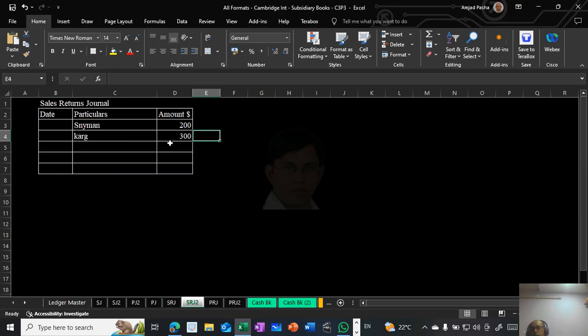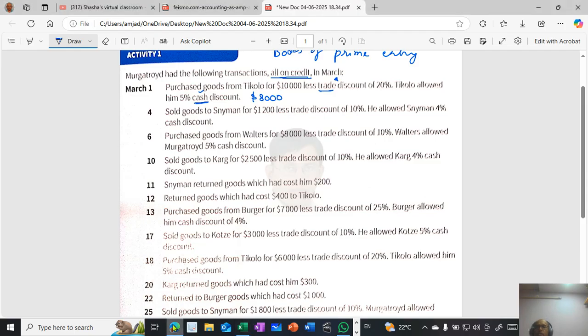So similarly, purchases also we have to record. Purchase returns also we have to record. So what are the purchase returns? Purchase returns are returned goods which had cost 400 to Ticolo. 400 to Ticolo means obviously Ticolo has given 20% trade discount. So which had cost him 400 means that is the net discount before discount, which had cost $400 to Ticolo.